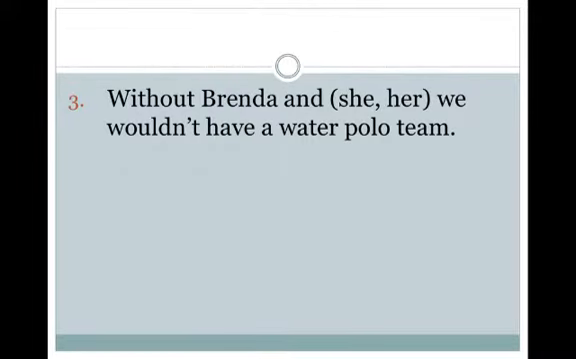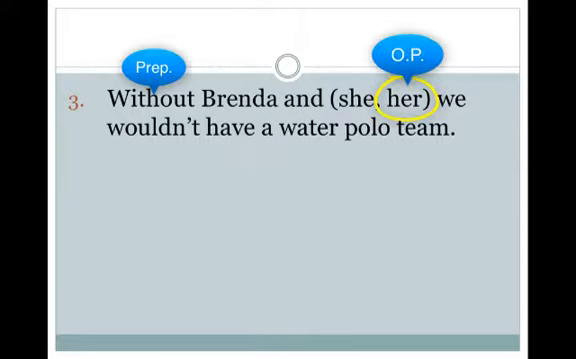Number 3, without Brenda and she or her, we wouldn't have a water polo team. The correct answer, without Brenda and her. Without is a preposition. Her is an object of the preposition. So you need to use an object pronoun.